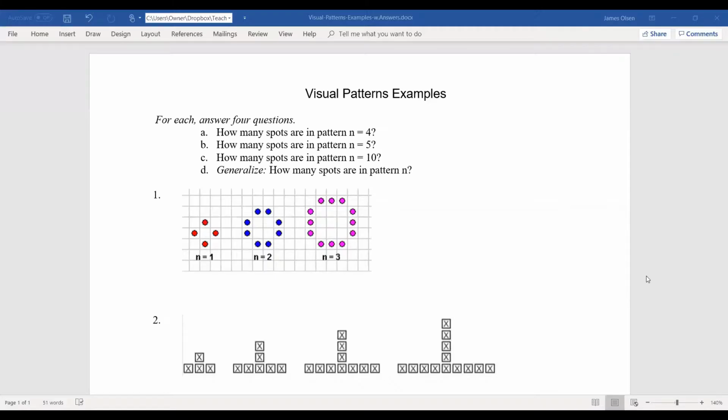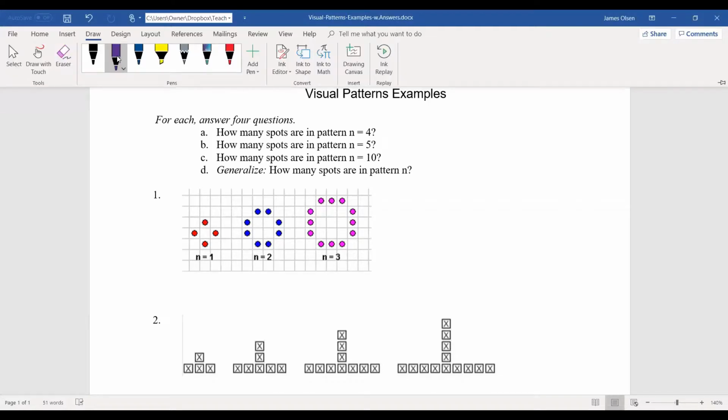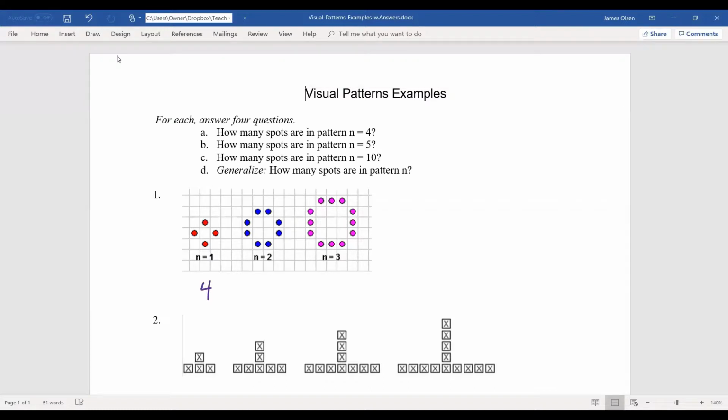Now I'd like to do some specific examples. And in each case, we're going to do 4 things. We're going to figure out how many spots or X's or figures there are in the 4th step, the 5th step, the 10th step, and the nth step. We're going to write a general algebraic expression. So in our first example here, in the first figure, we have 4 dots. In the second figure, we have 8. In the third figure, we have 12.